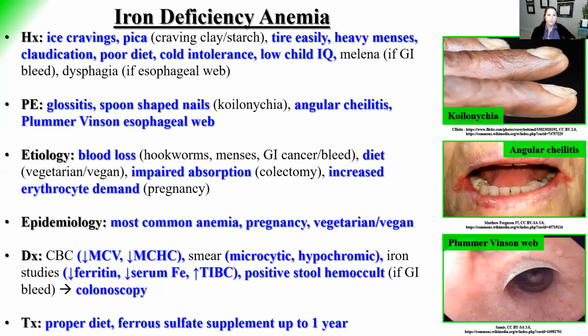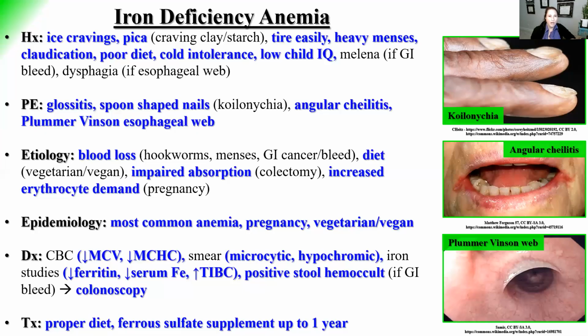Let's go over our labs. We know CBC, this is part of the same thing that we just talked about. Decreased MCV, decreased MCHC. On smear, we're going to see microcytic hypochromic cells. If we're going to order our iron studies, because we're thinking it could be iron deficiency anemia, remember we've talked about these twice now. The TIBC will be elevated, with a decreased serum iron and a decreased ferritin.